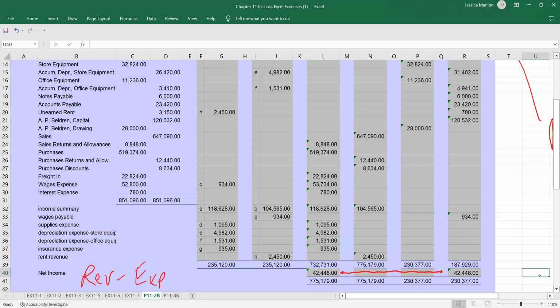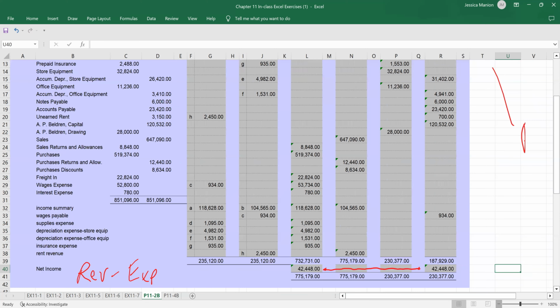Because again, that net income would end up flowing to our balance sheet. First we prepare the income statement, we figure out net income, that flows to our statement of owner's equity. We figure out the ending balance in owner's equity, and that flows to our balance sheet. So anyway, that is problem 11-2B.